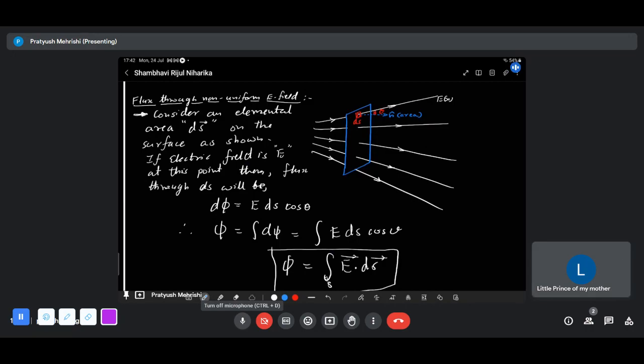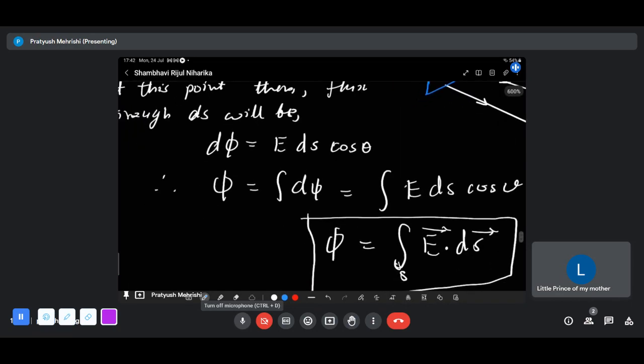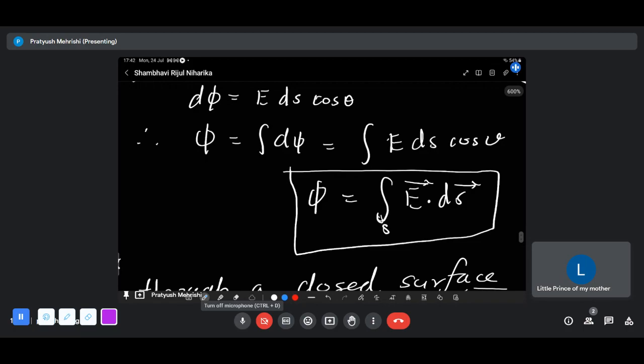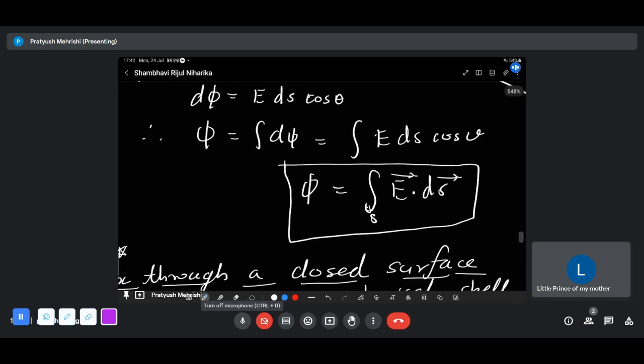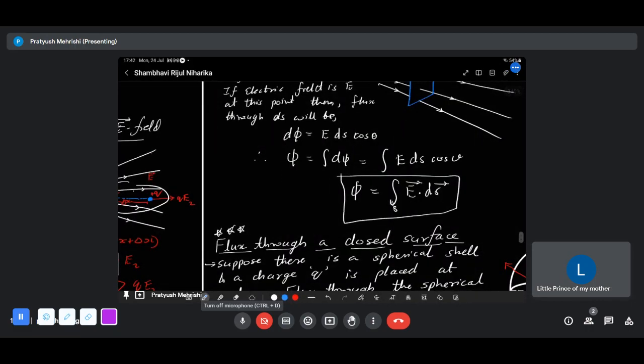Okay. So in this case, what will happen? For finding the total flux of electric field, we will perform the surface integral of electric field, E dot ds. Can you see this small s written over this integral sign? This small s represents the surface integral of electric field. Okay, got it?